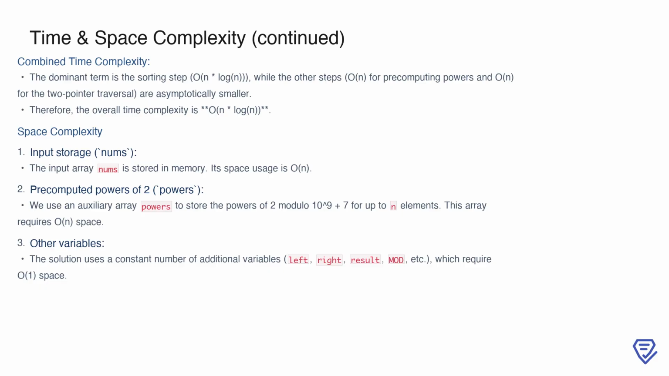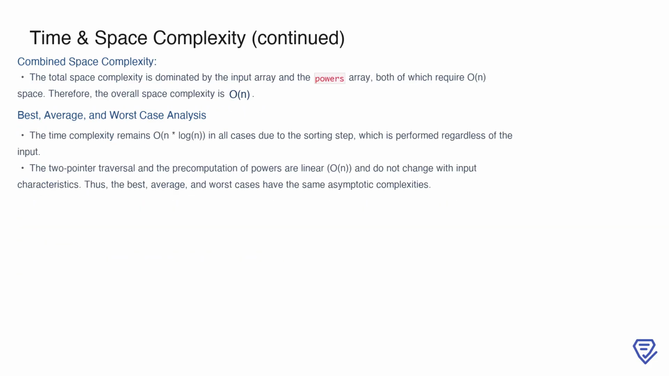Now turning to space complexity, the solution requires storing the input array nums, which takes O(n) space. Additionally, we use an auxiliary array called powers to store the pre-computed powers of 2 modulo 10^9 + 7, which also requires O(n) space. The rest of the variables, such as left, right, result, and others, are constants, consuming O(1) space. These components together make up the memory usage of the solution. When we combine the space requirements, the storage for the input array and the auxiliary powers array dominate, both requiring O(n) space. Therefore, the total space complexity of the solution is O(n).